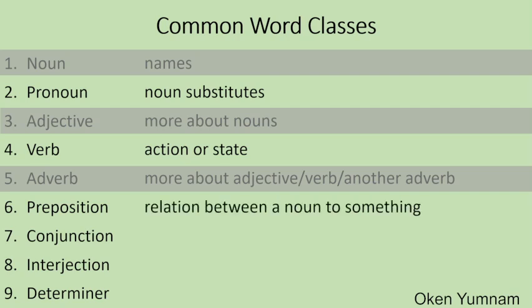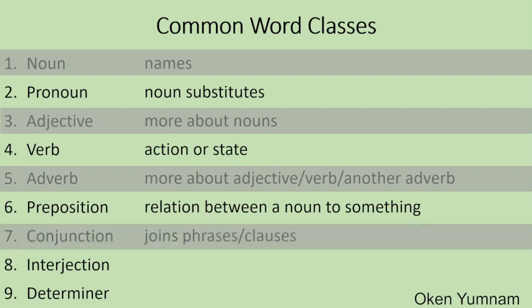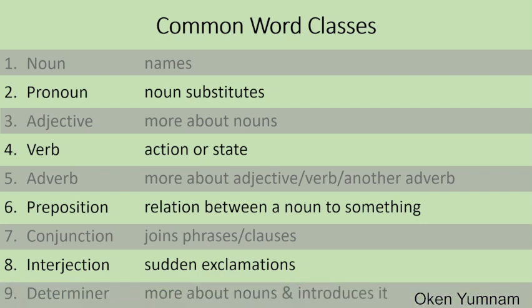And preposition, they give us the relation between a noun and some other word in the sentence. And conjunction, they are simply joining words that join phrases or clauses. And interjections, they are sudden exclamations. And determiner, what are determiners? Determiners, they give us more information about nouns and they introduce the nouns to us. So let's see each of these word classes one by one.